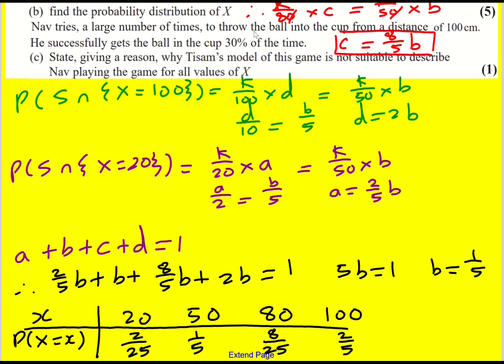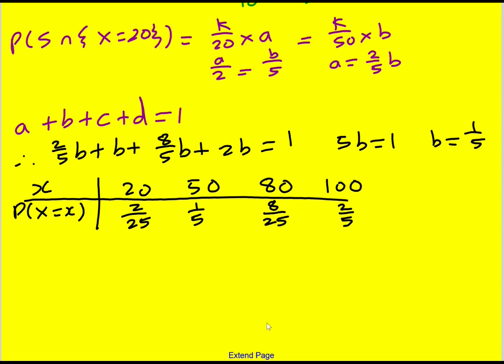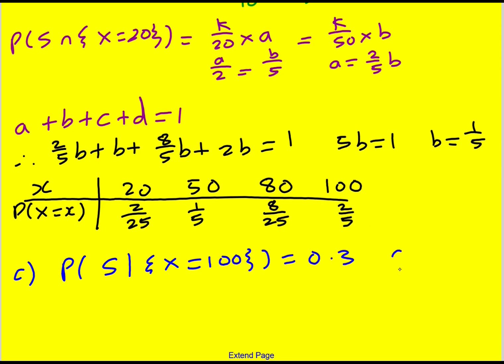Nav tries a large number of times to throw the ball into the cup from a distance of 100 centimeters, and he successfully gets it in 30% of the time. State, giving a reason, why Tizam's model of the game is not suitable to describe Nav playing the game for all values of x. So what we have been given is the probability of scoring given that x equals 100 is equal to 0.3 for Nav.